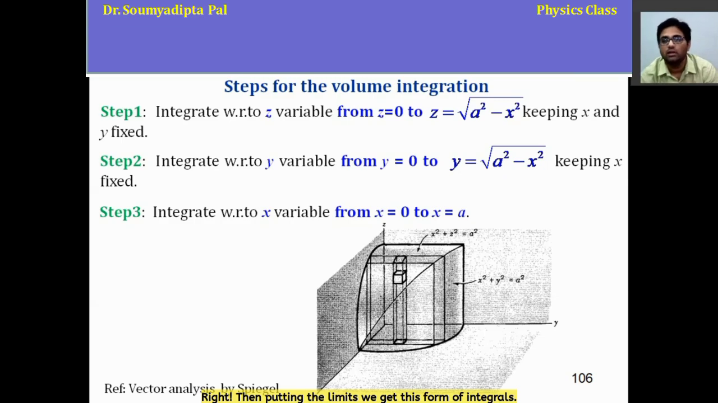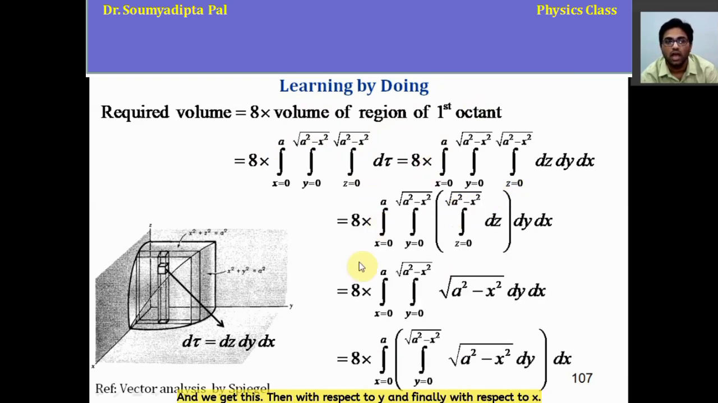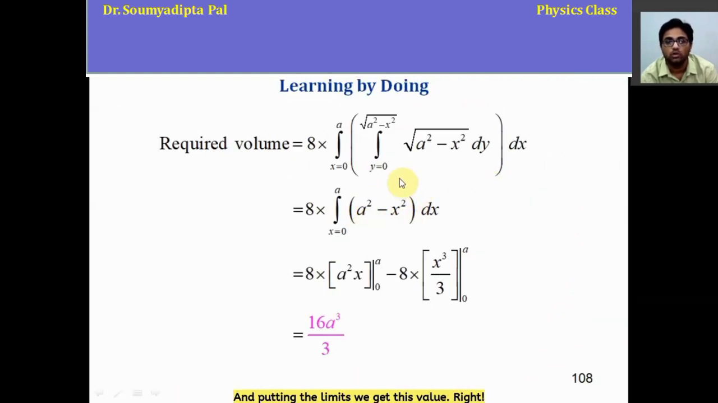Right? Then putting the limits, we get this form of integrals. And here d tau is the elemental volume, which is this dx dy dz. Now we have to perform this integration. So for that, as you know, first we have to integrate with respect to z and we get this. Then with respect to y and finally with respect to x. And putting the limit, we get this value.